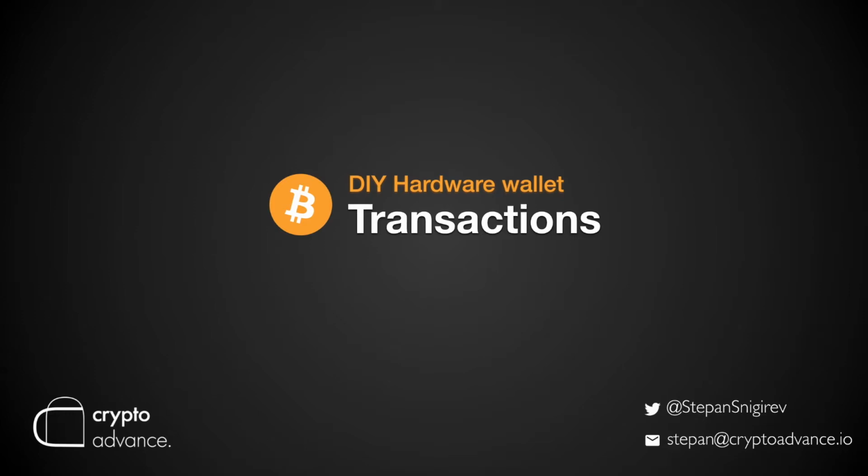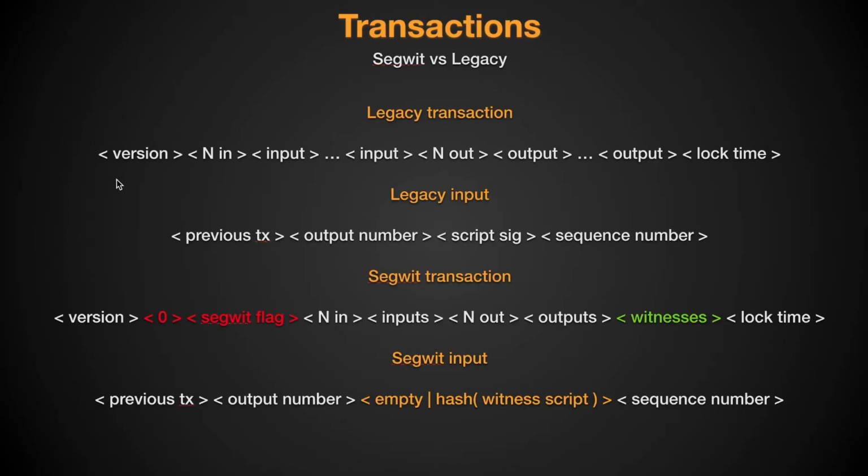First, I want to say a few words about the difference between transaction types in Bitcoin. Basically, we have two different transaction types, segwit and legacy. And segwit, well, it's a pretty small soft fork, so it only slightly changed the serialization and signing procedure, nothing super fancy there.